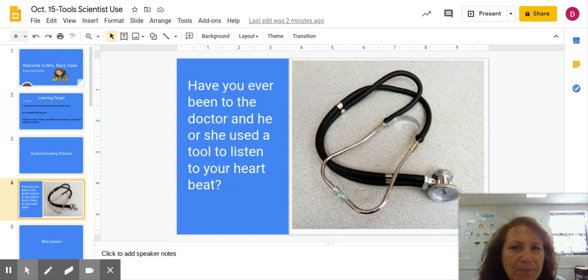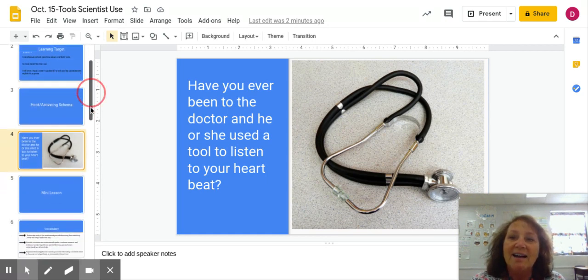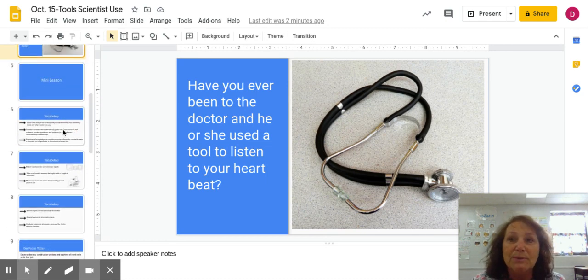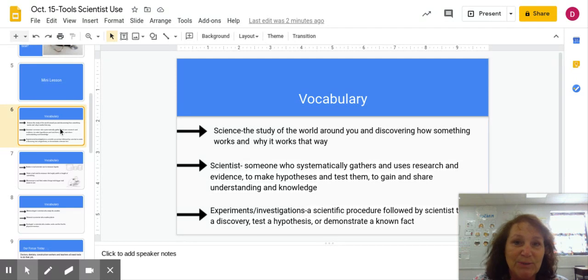Have you ever been to the doctor and he or she used a tool to listen to your heartbeat? Well, doctors need tools, dentists need tools, teachers need tools. We all need tools. And we're going to learn about the tools that scientists use today. But first, let's look at some vocabulary.